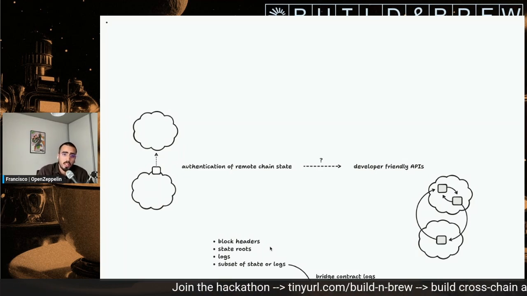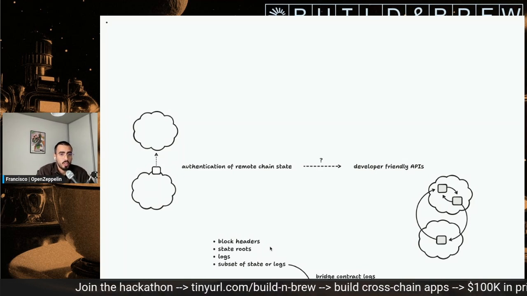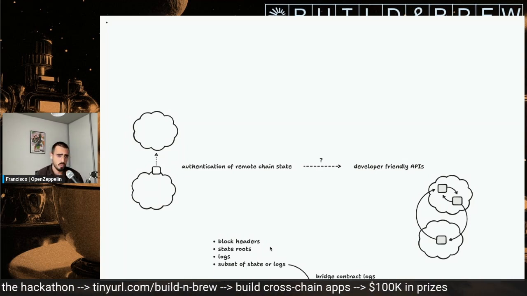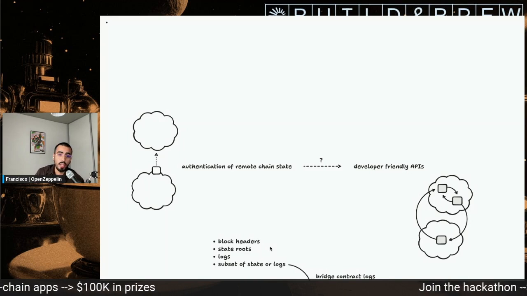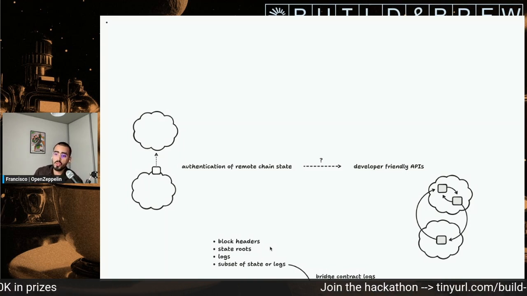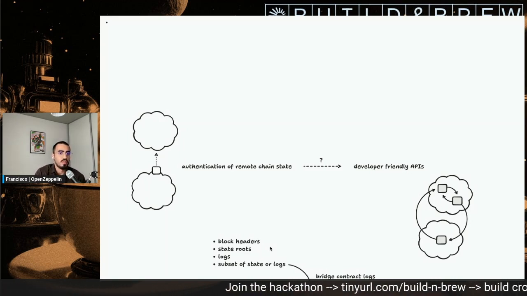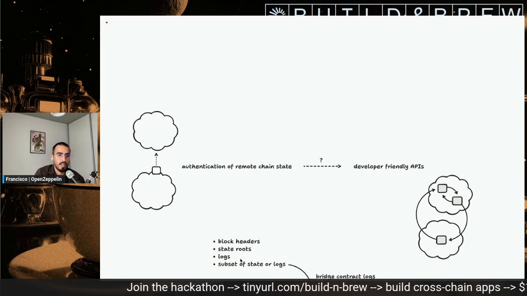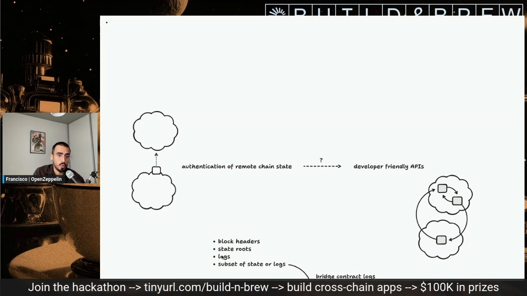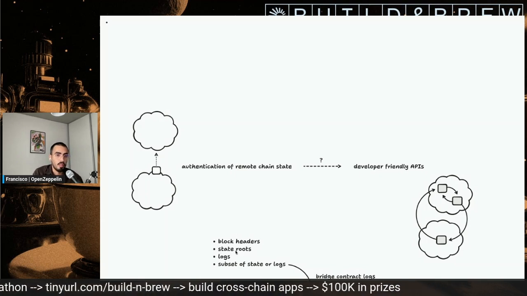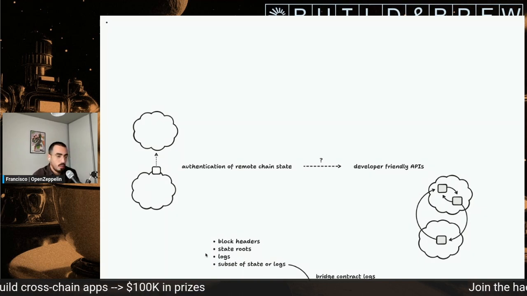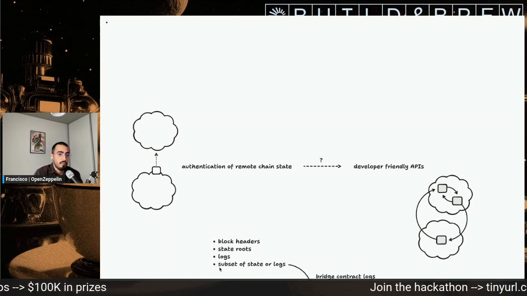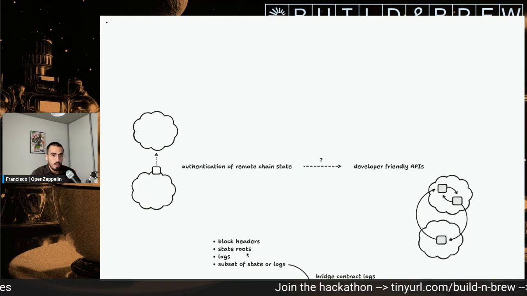primitive. That is because it depends on the storage layout of the contract. This is not something that is standard. You don't know exactly in what storage slot of the contract you're going to find a certain balance. So it doesn't make for a friendly and secure and reliable and general purpose primitive on its own either. The next thing that's a little bit more useful is the logs, that is, the events that the contracts emitted.